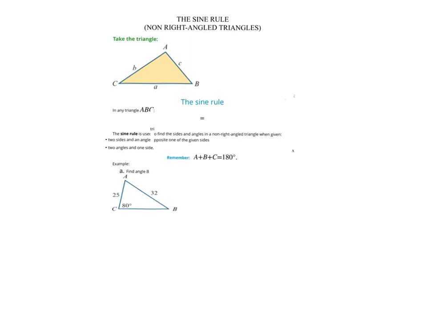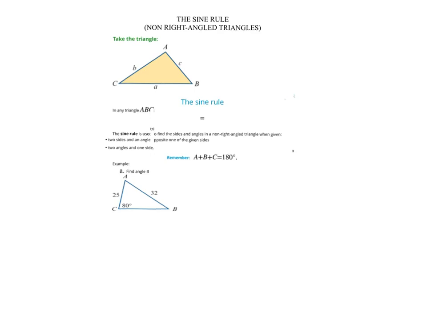Now we're looking at non-right angled triangles. So none of the ratios that we used before will work for these triangles. They don't have a 90-degree angle, but they have their own properties. So we're going to be looking at sine rule today. And don't get confused, the sine rule is not the same as the sine ratio.